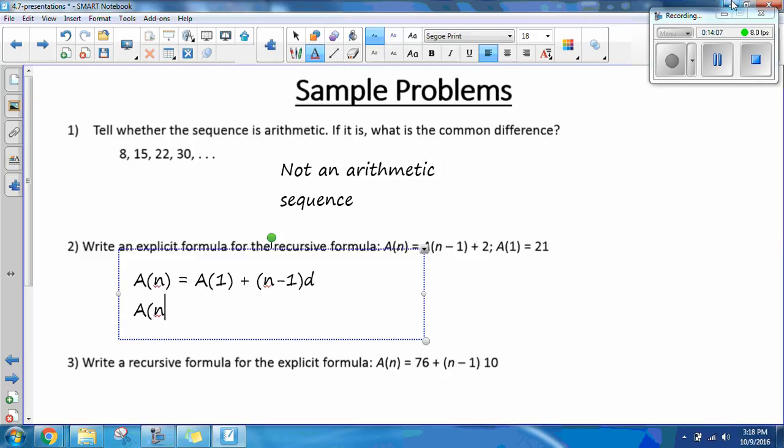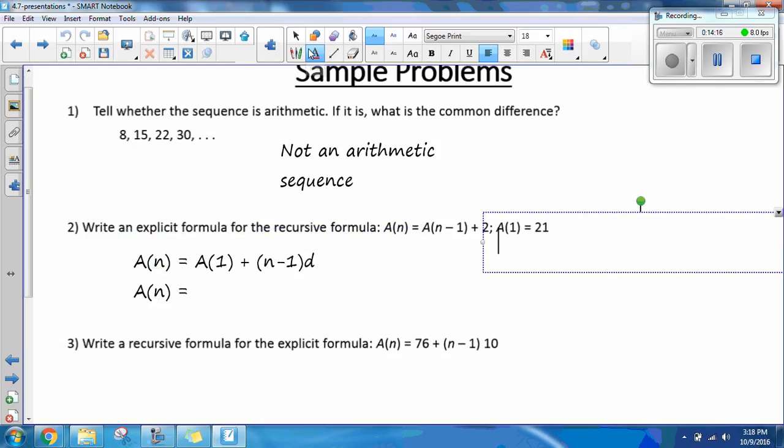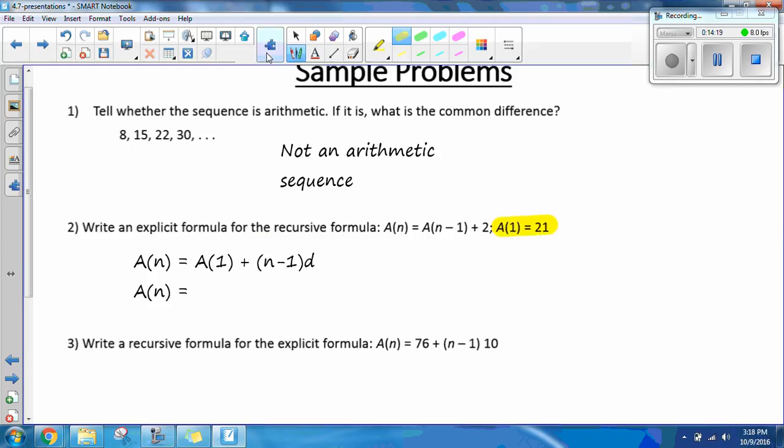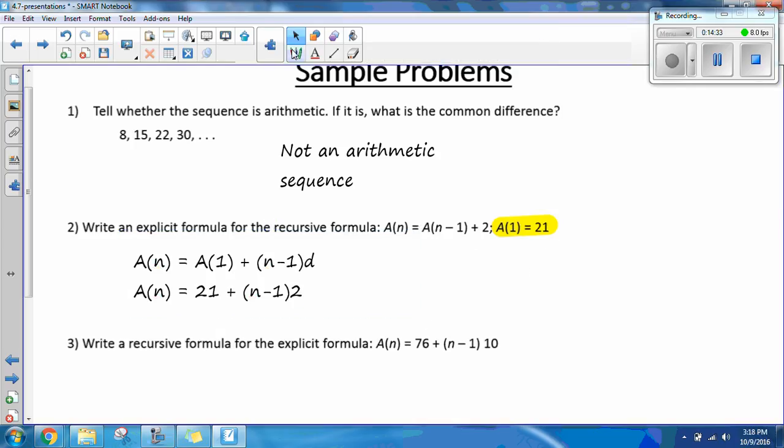Well, that means I can substitute a of 1 because I know that in my recursive formula a of 1 equals 21, so I can replace that here, plus n minus 1, and I know that my common difference is 2 because that was also given in my recursive formula here. So my explicit formula for the recursive formula is a of n equals 21 plus n minus 1 times 2.